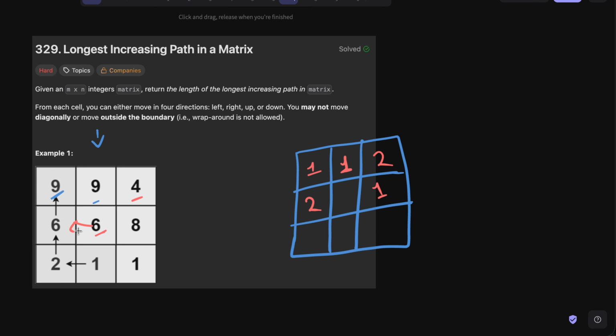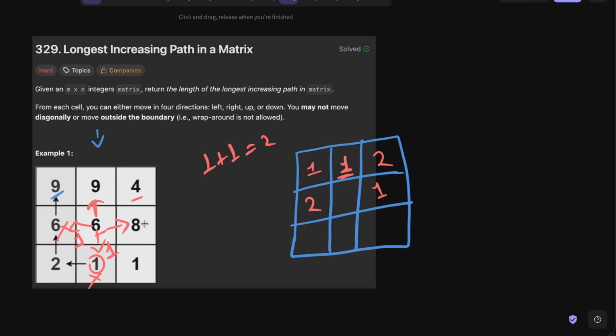So for this 6, we cannot go in this direction because it is same. So we will get a length of 1 here. If we try to go down, we cannot go down because it is less. So we will get a length of 1 here again. If we try to go up, we will get a length of 2. Why? Because the up actually contains a length of 1. So 1 plus 1 is equals to 2, right?